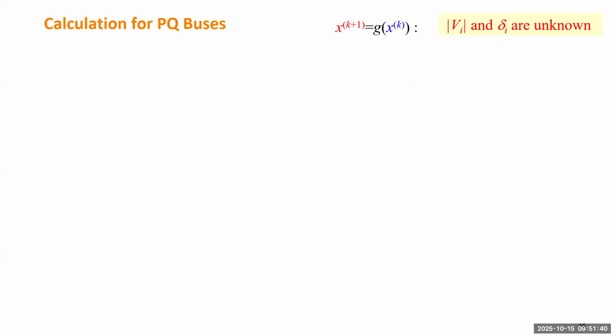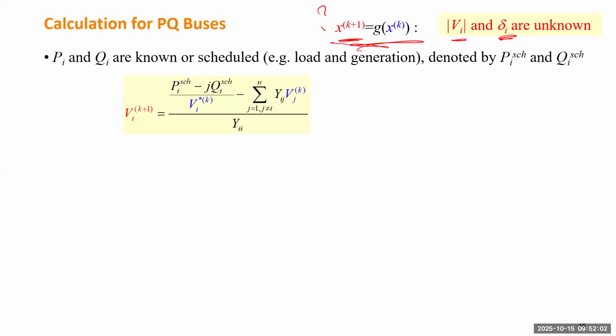Let's talk about the first type, PQ buses. This is our standard Gauss-Seidel method algorithm. Here, what we're going to solve for will be voltage magnitude and angle. We only need to utilize the first formula, which is this one. For PQ buses, P and Q are already known or scheduled. For instance, if this bus is a load bus, P and Q can be estimated based on load forecasting.